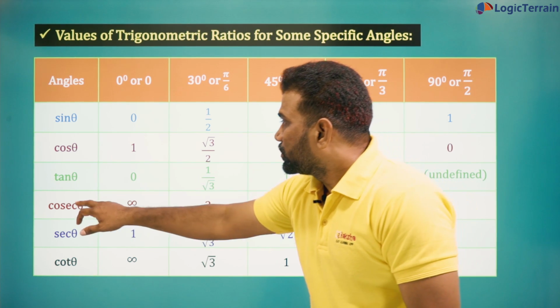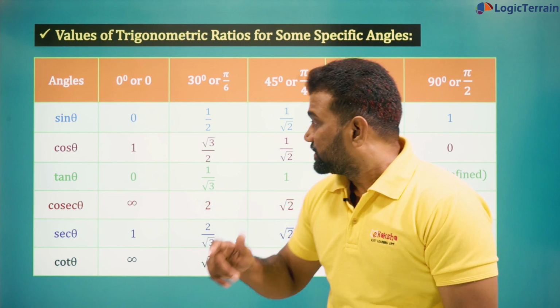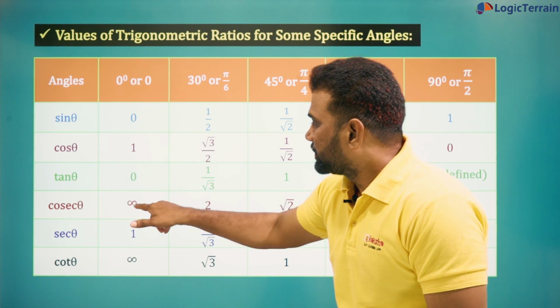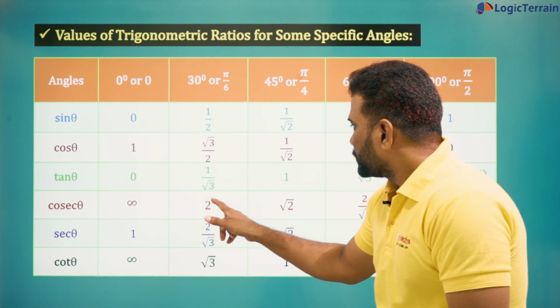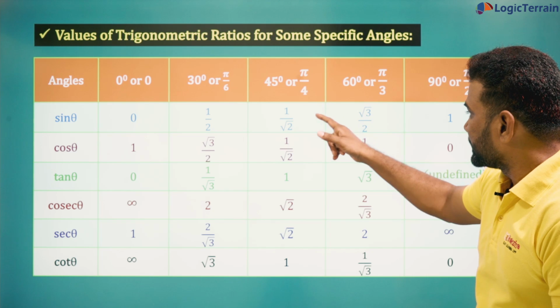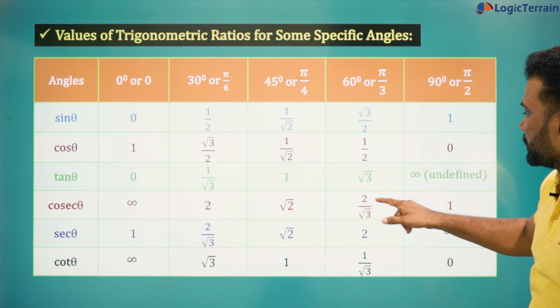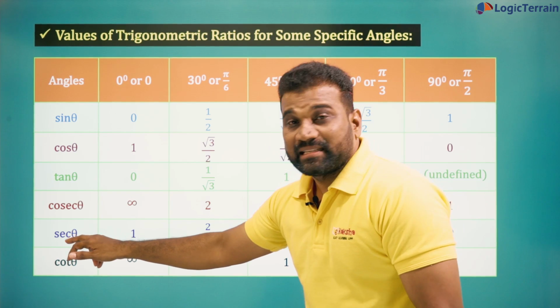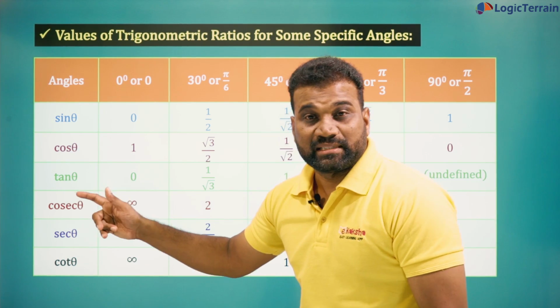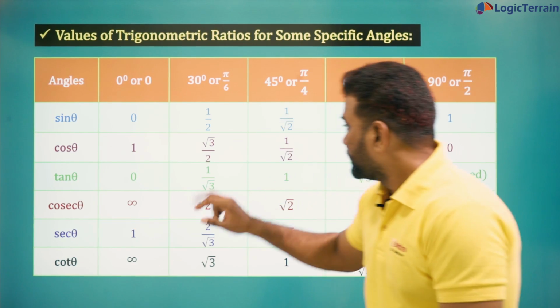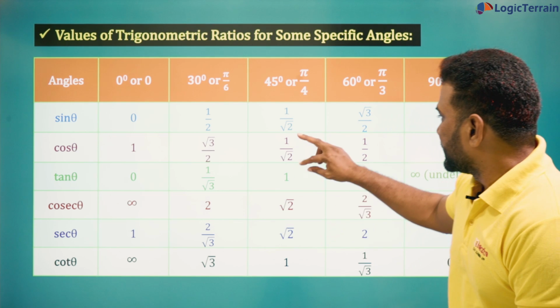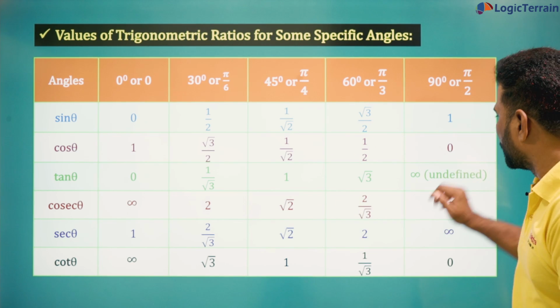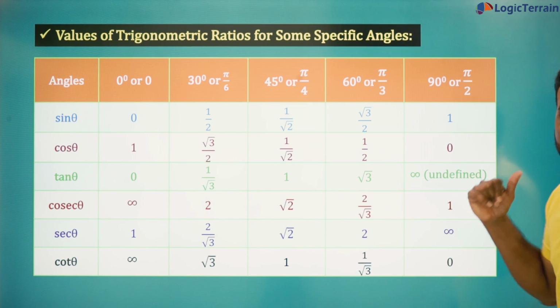Cosecant theta: we know cosecant and sine are reciprocal to each other. Just reverse it. 0 by 1, infinity. Reverse it, 2 by 1, 2. Reverse it, square root 2 by 1, square root 2. Reverse it, 2 by square root 3. Reverse it, 1. And secant theta: secant and cos are reciprocal to each other. Reverse it, 1 by 1, 1. Reverse it, 2 by square root 3. Reverse it, square root 2. Reverse it, 2. Reverse it, 1 by 0, infinity.